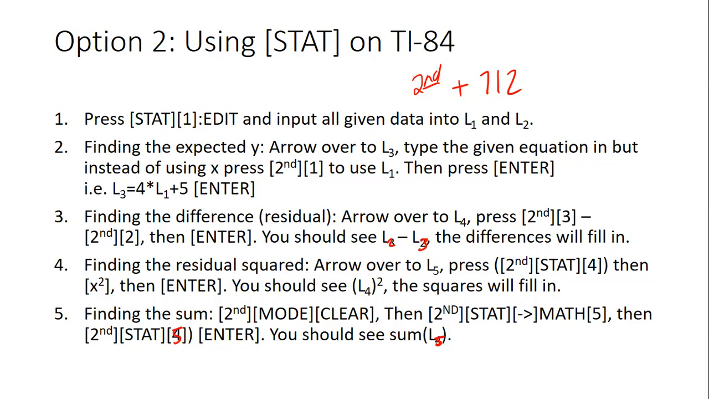So the other thing I want to point out is that I wrote for you to go to second stat, but you can get to all of your L1s, L2s, L1, L2, L3, L4, L5, by pressing the second button and whatever number you need. Does that make sense? So if I need L1, I would press second 1. If I need L2, I would press second 2. If I need L3, second 3. Does that make sense? Do we see that?